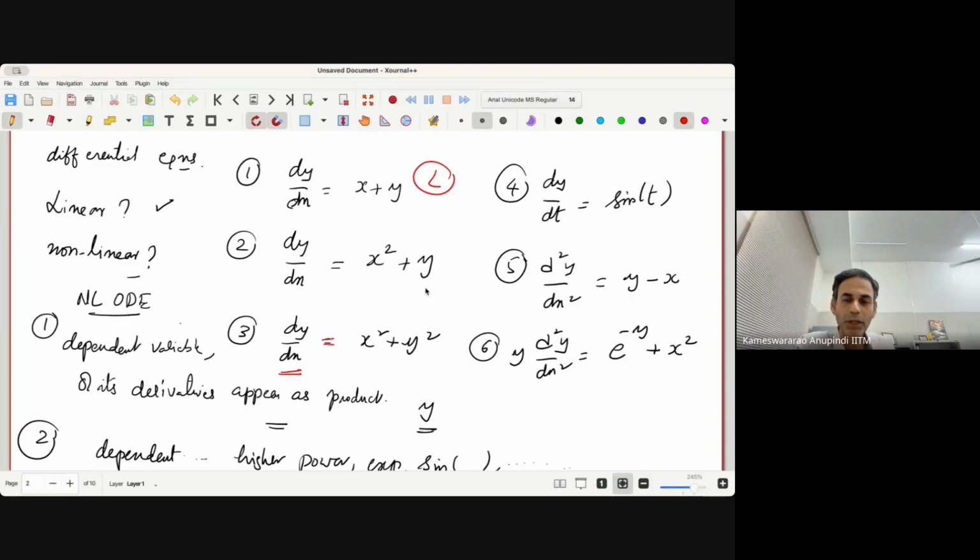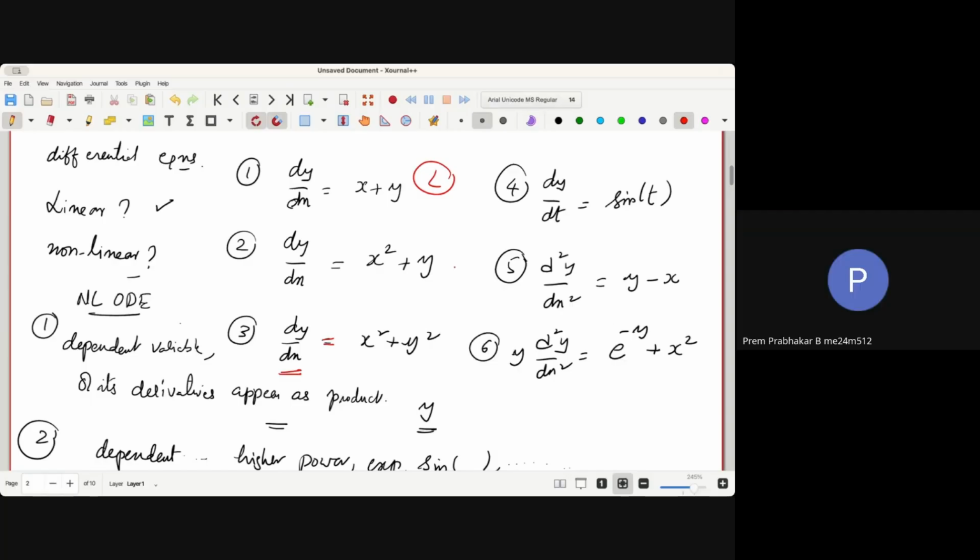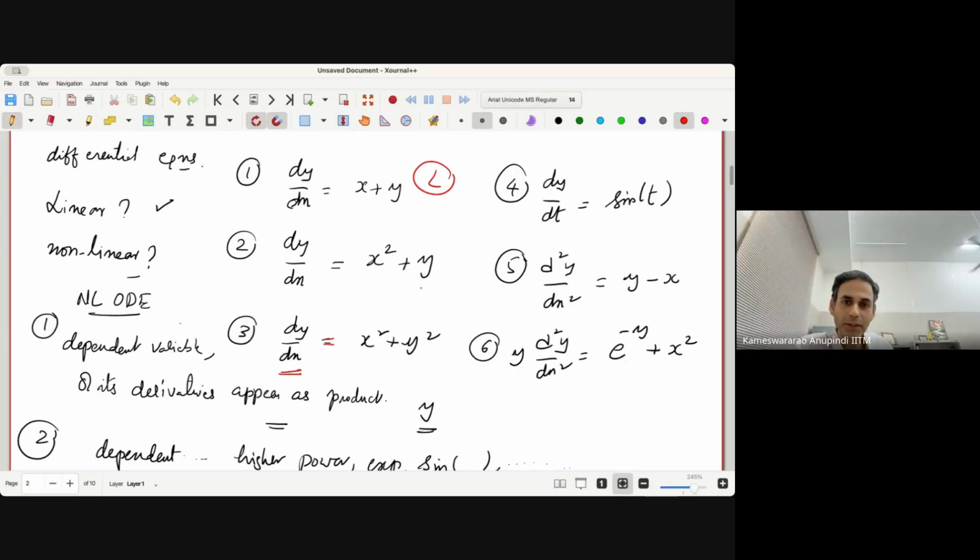Second equation, do you call it as a linear or non-linear? It's okay if it is incorrect, you know. It's linear, because the dependent variable is not what is raised, only the independent variable is raised. So it is still linear.